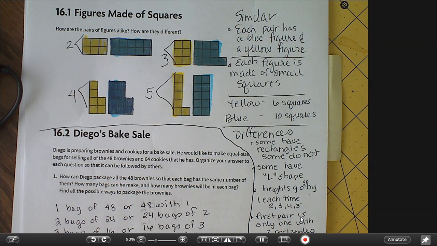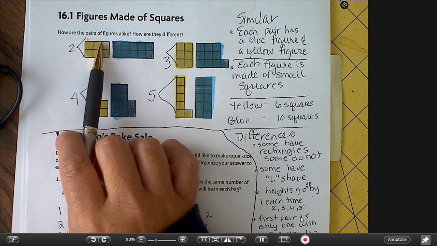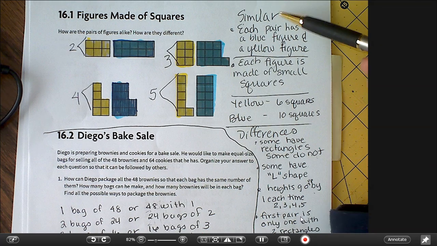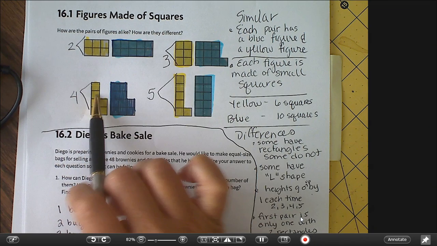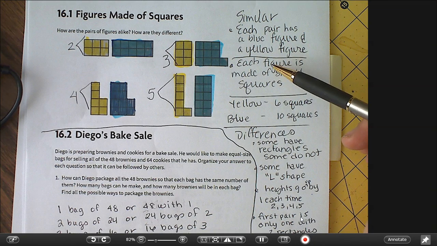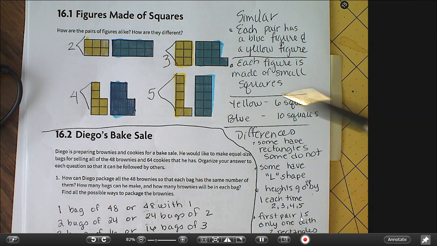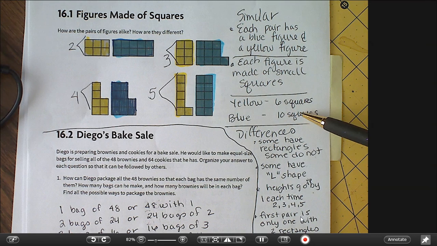So let's take a look at the warm-up, which is 16.1, and it says, how are the pairs of figures alike and how are they different? So I'm going to start with what's similar. Each pair has a yellow figure and a blue figure. Next, each figure is made of small squares. Next, all the yellow ones have 6 squares and all of the blue ones have 10 squares.